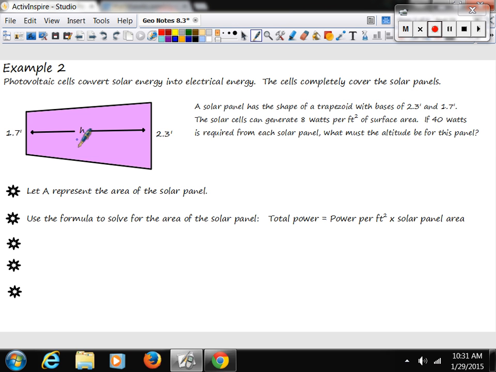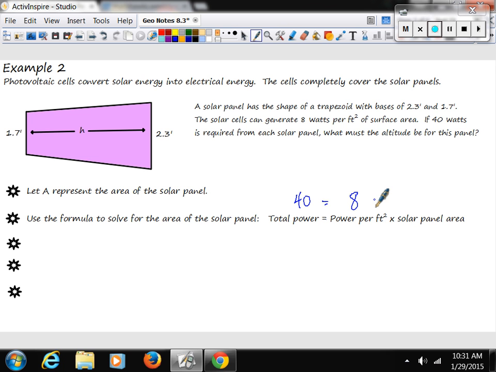Now the cells generate 8 watts per square foot, and 40 watts is required. So 8 watts for every square foot, and it makes 40 watts. So the total power that it uses is 40 watts. The power per square foot is 8. Because every square foot is 8, it's generating 8 watts.